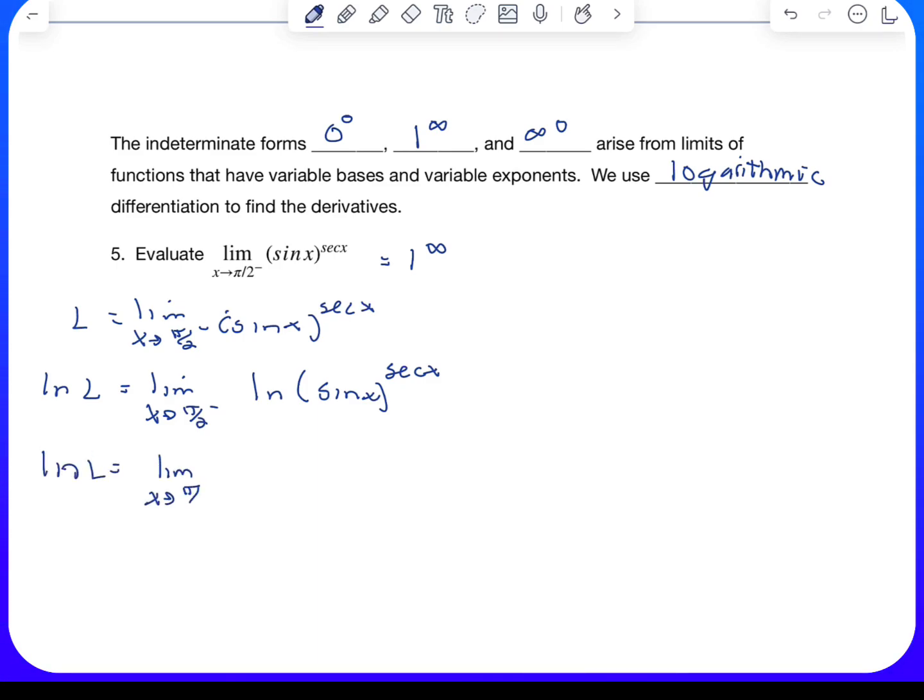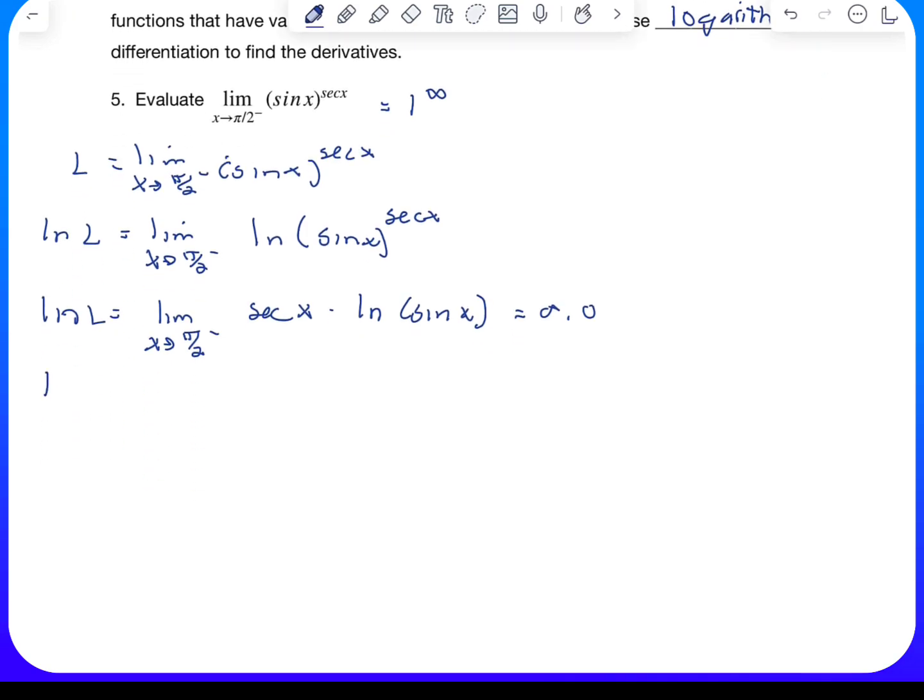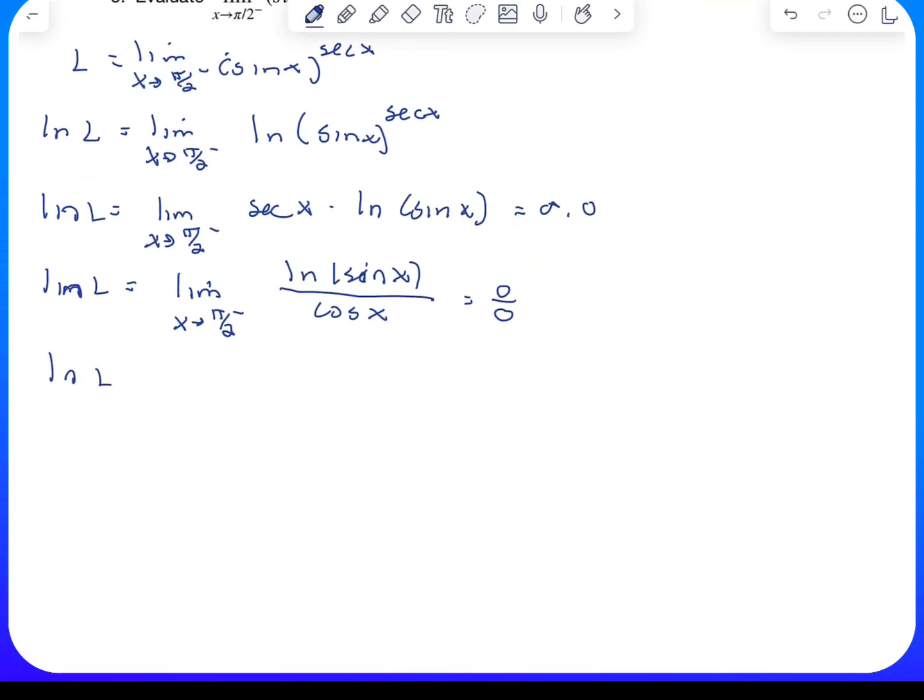And then I'm going to use our power rule of logarithms, move the exponent outside the logarithm. And so now I have a product, and when I do direct substitution of that limit, I get infinity times 0. So that means I need to do some algebra. And so I can rewrite secant as 1 over cosine. So this becomes the natural log of sine of x divided by cosine of x. And trying direct substitution again, I get 0 over 0. So now I finally can apply L'Hopital's rule, because I have that indeterminate form of 0 over 0.